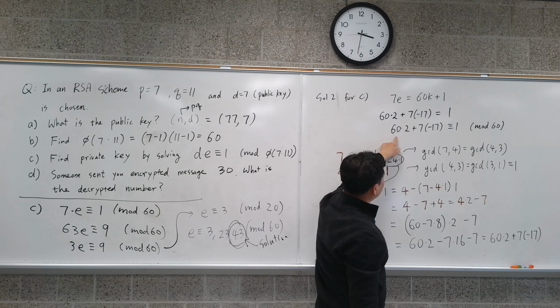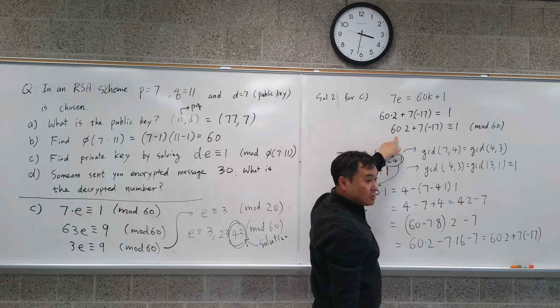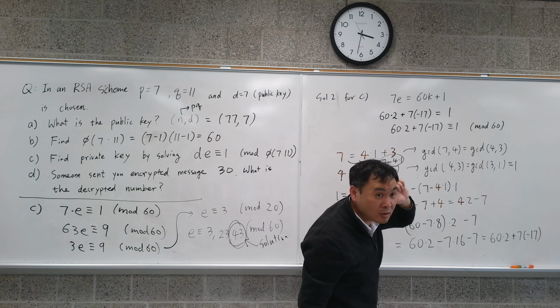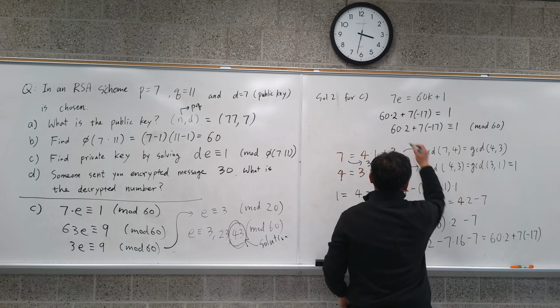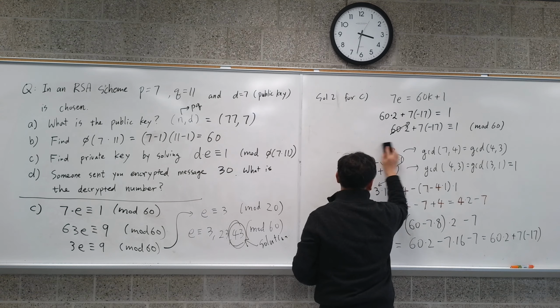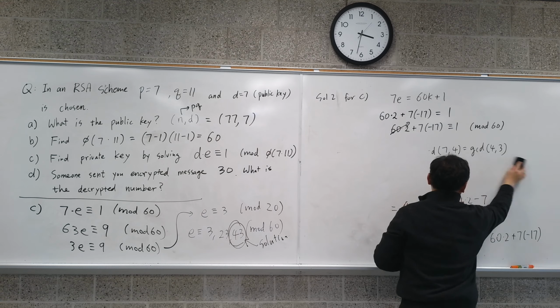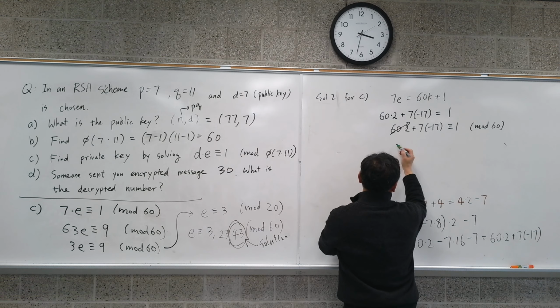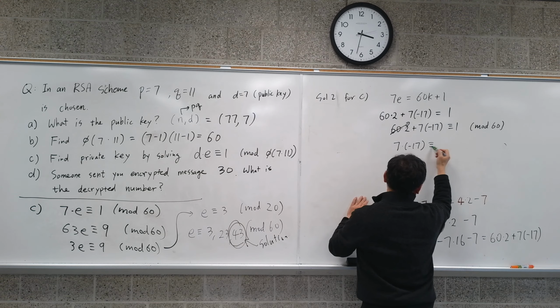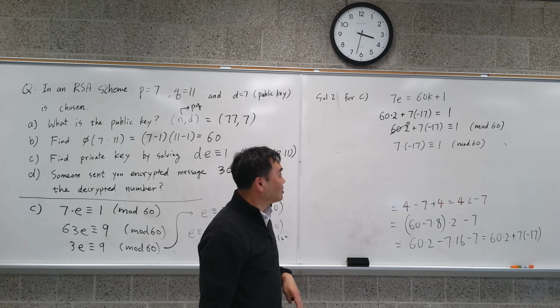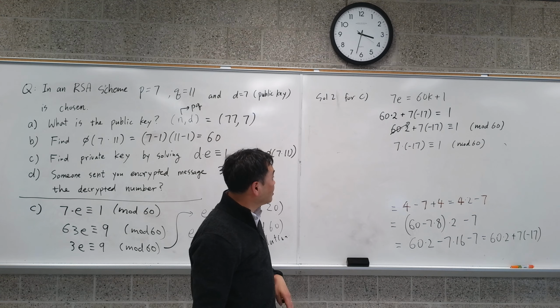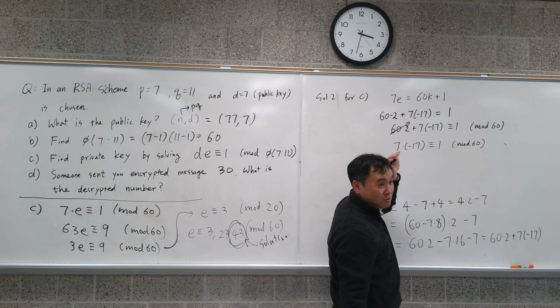But then look, what is 60 mod 60? It's 0. In mod 60, 60 is the same as 0, right? So that's just gone. And look at what it says: 7 times negative 17 is congruent to 1. Perfect. Done, right? The 2 would be gone also, since 60 is 0, so 0 times 2 is 0 as well.